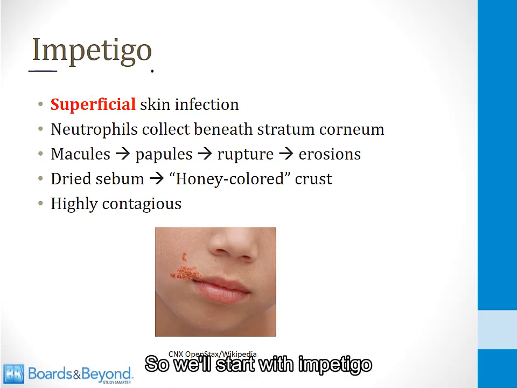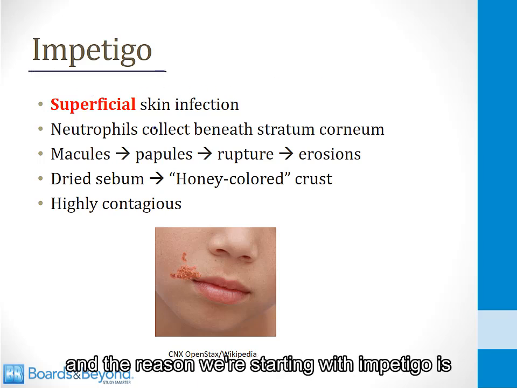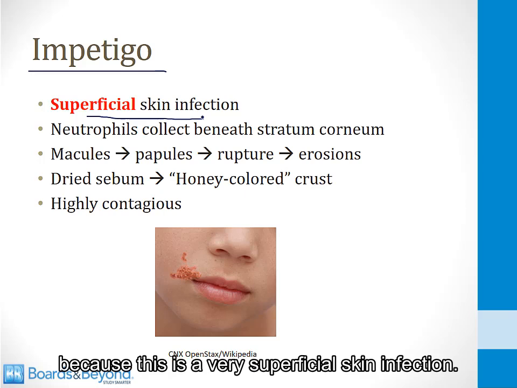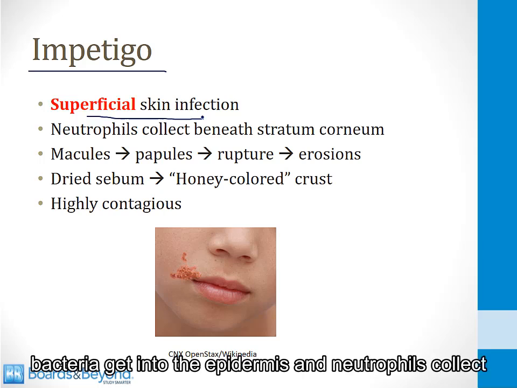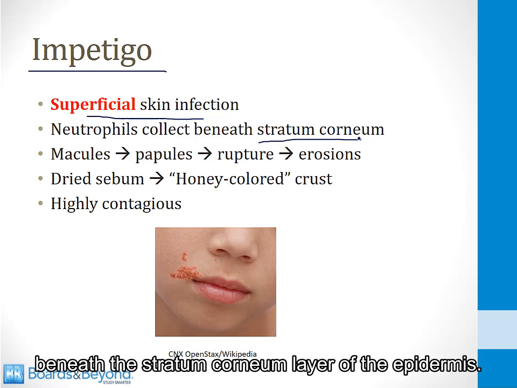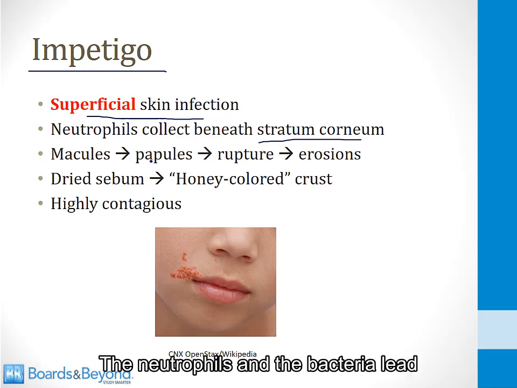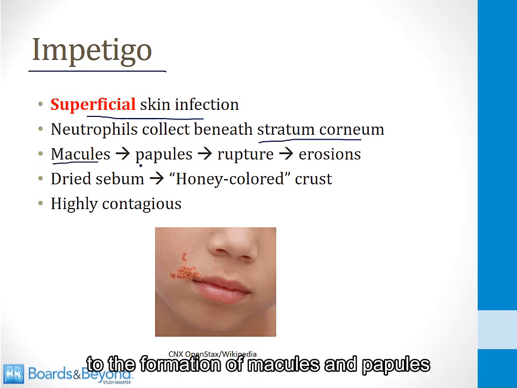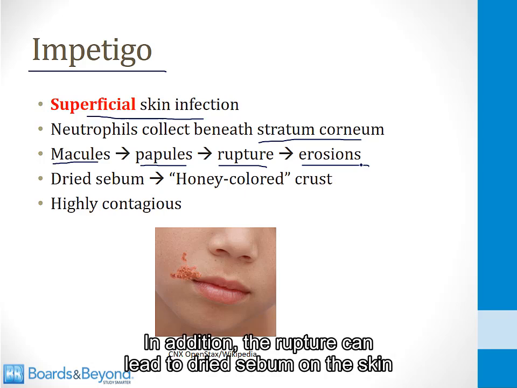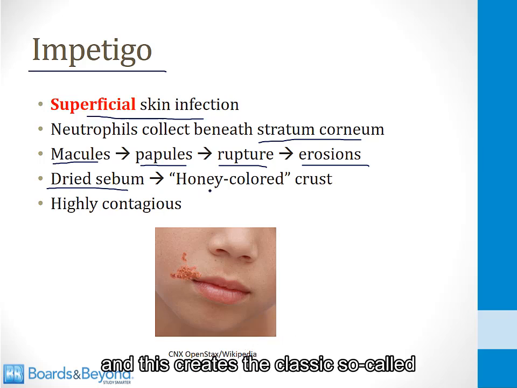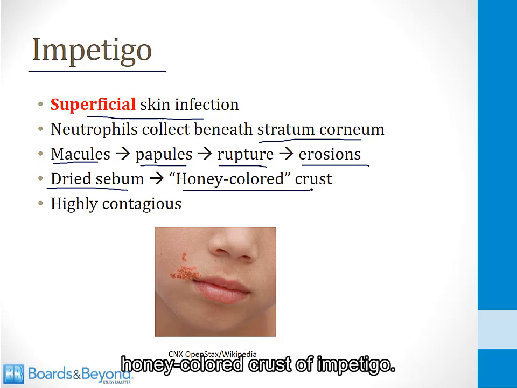So we'll start with impetigo, and the reason we're starting with impetigo is because this is a very superficial skin infection. It involves the epidermis, and in impetigo, bacteria get into the epidermis and neutrophils collect beneath the stratum corneum layer of the epidermis. The neutrophils and the bacteria lead to the formation of macules and papules, which can rupture and cause erosions. In addition, the rupture can lead to dried sebum on the skin, and this creates the classic so-called honey-colored crust of impetigo.